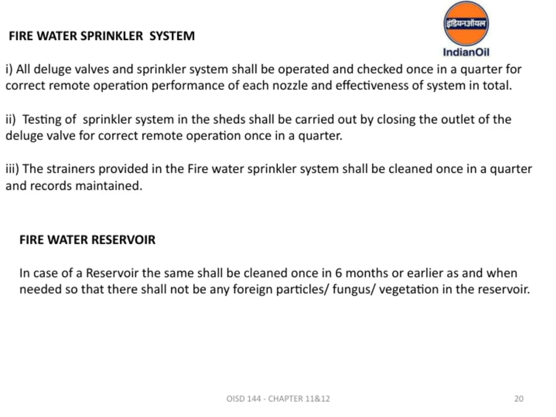Additionally, testing the sprinkler system in the sheds involves closing the outlet of the deluge valve quarterly. This simulates actual activation conditions and confirms that the system will operate correctly during a fire. Lastly, the strainers installed in the sprinkler system need to be cleaned once every quarter as well. Keeping these strainers clean is crucial because they prevent debris from clogging the nozzles and disrupting water flow.